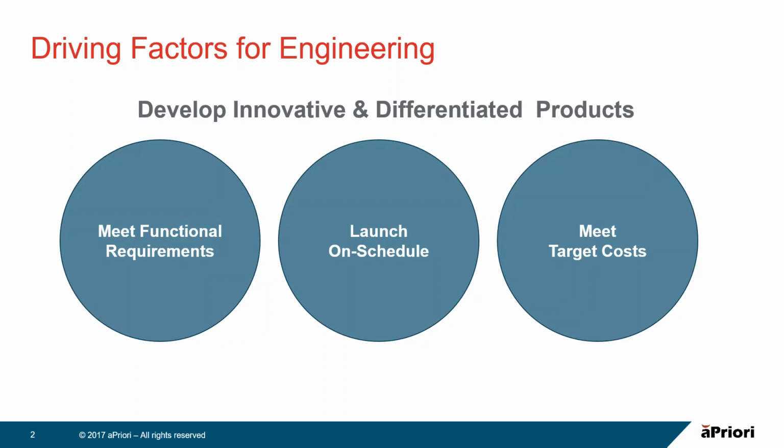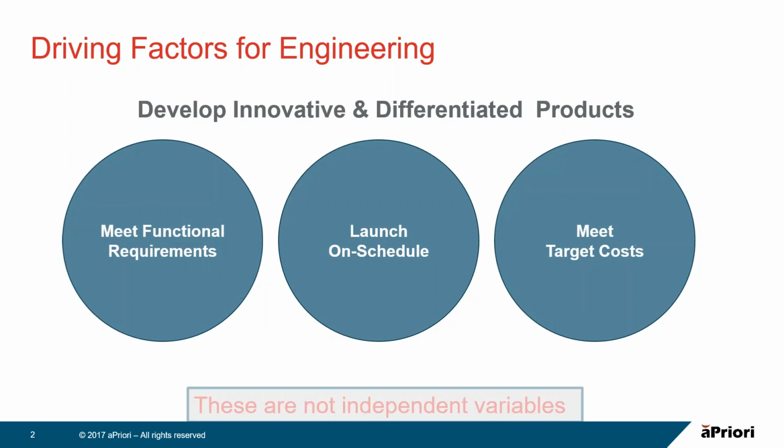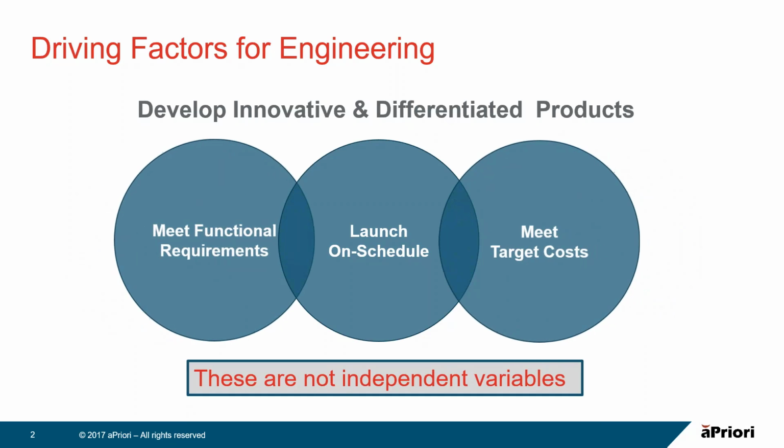So every time an engineer sits down to design something, ultimately they're accountable for these 3 things. Does my product that I'm designing meet the functional requirements that I need it to? Am I on time, and am I launching at my target cost? The interesting thing about these 3 key areas is that they're very closely interrelated.